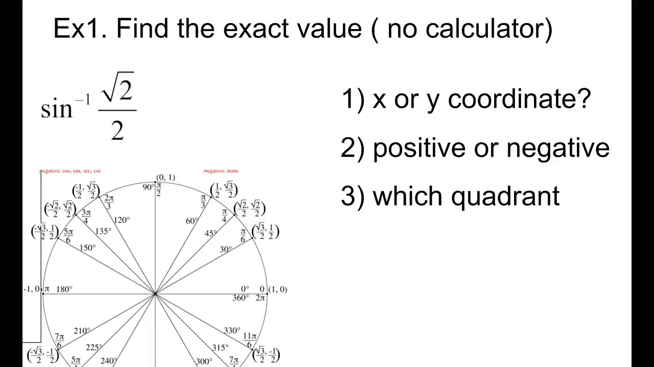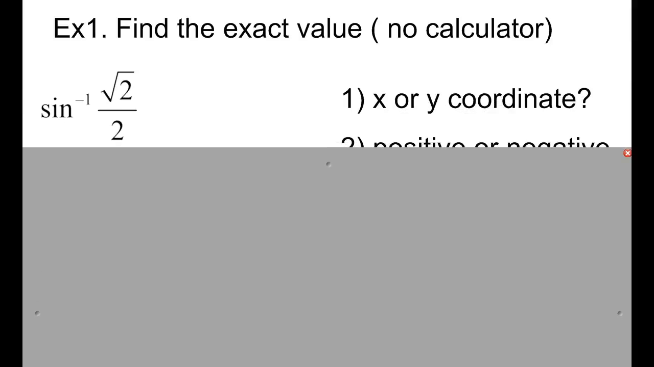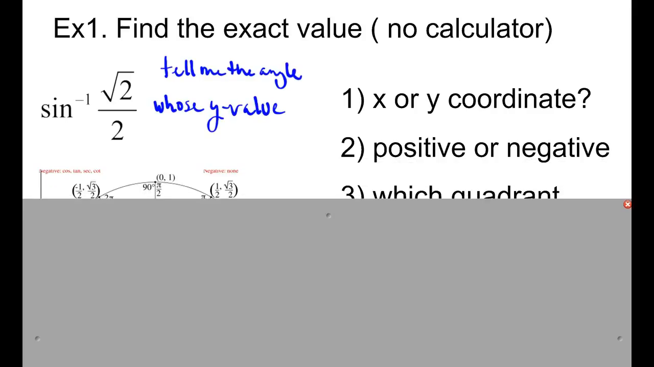All right. So here is your first question. Find the exact value. You cannot use a calculator on this test, guys. I need to know what angle has a y value of radical 2 over 2. This is the inverse sine of radical 2 over 2. So this is, tell me the angle whose y value is square root of 2 over 2.